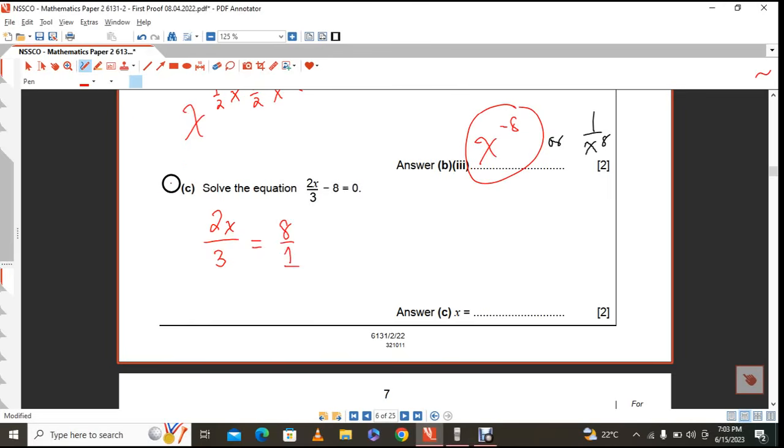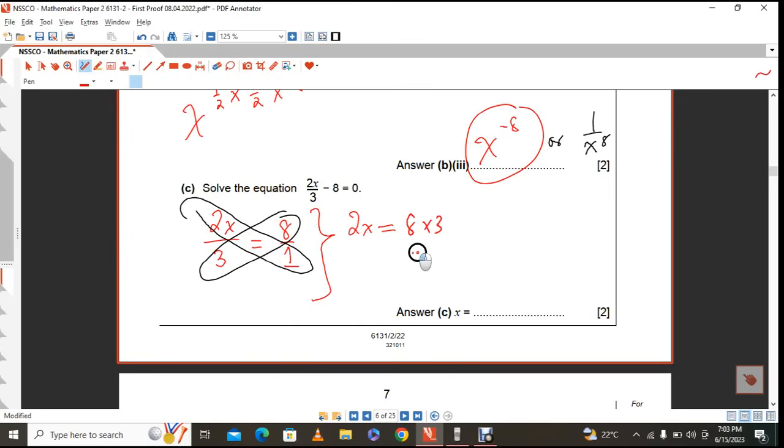So here now, you can do cross multiplication if you would like. So cross multiplication, that is 2x times 1, it's just going to be 2x. Then I'm going to multiply the 8 times 3. So 8 times 3, well, that's 24. And in order to get x, then you would be saying x is going to be 1/2 of 24. Therefore, our answer will be 12.